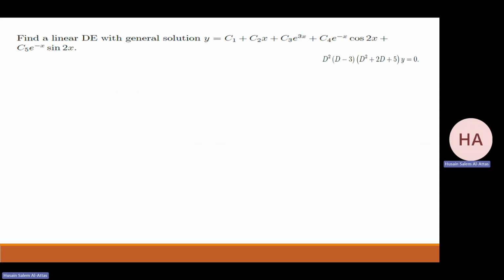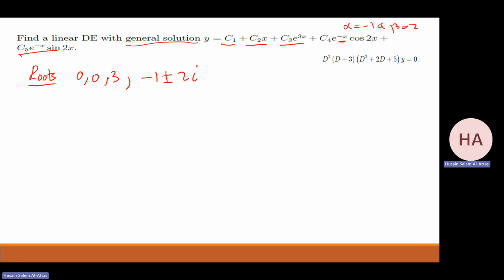Okay. Find the linear differential equation whose general solution is this. General solution means they have all answers, all roots. So what are the roots? This gives me 0, 0. This one gives me 3. This one gives me alpha equals minus 1 and beta equals 2. And this is just a repetition, since I have minus 1 plus or minus 2i. So one for the positive, one for the negative. You can think of it this way.